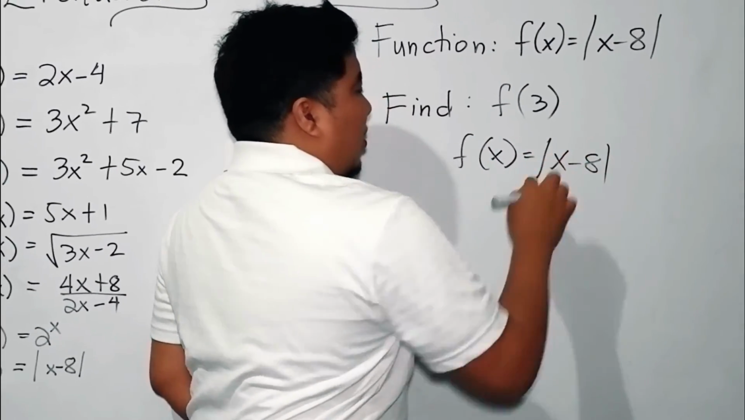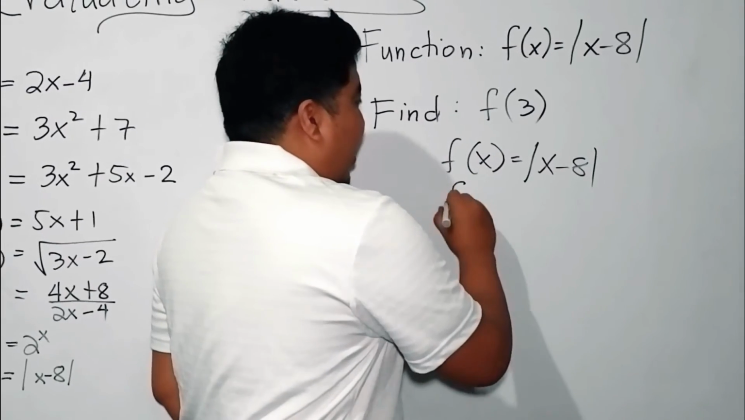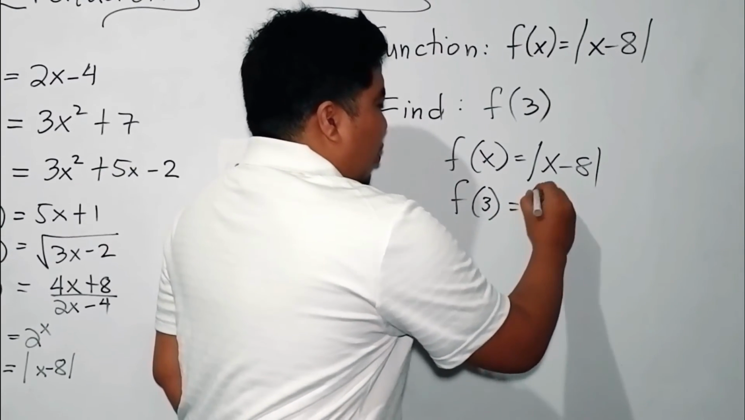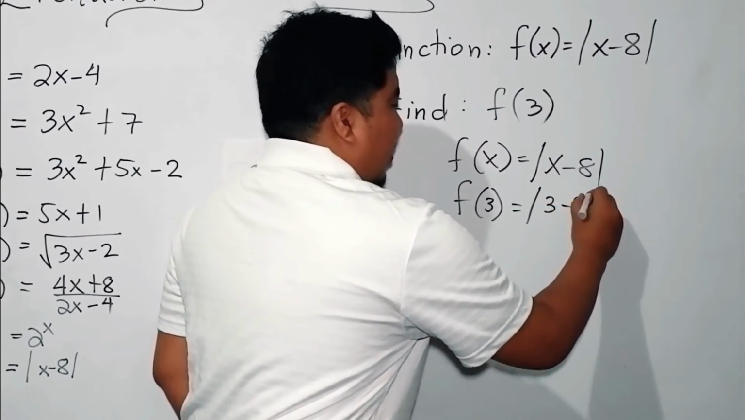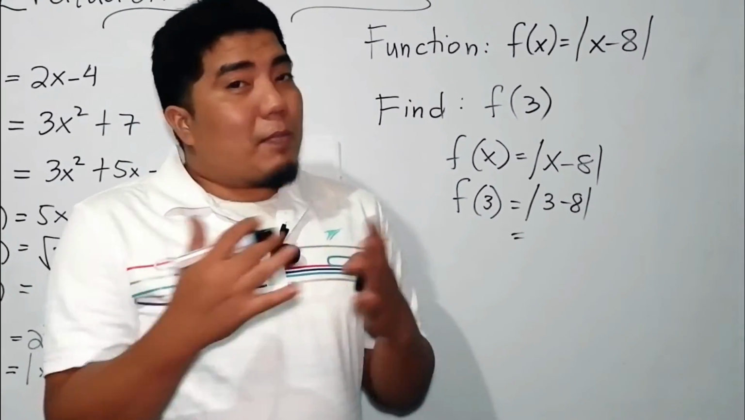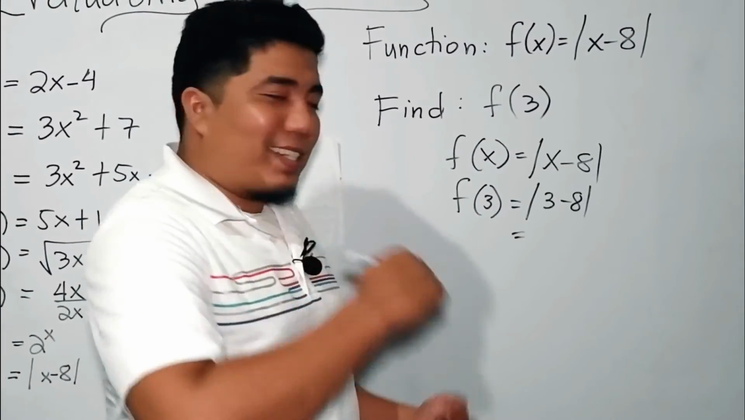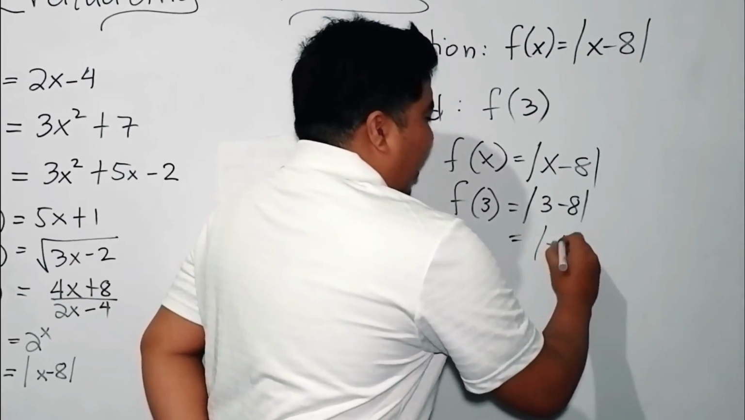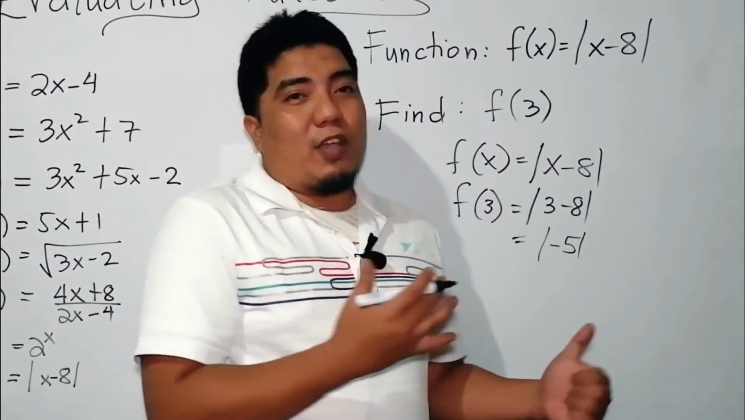We copy the function, alright? And then we change our x by 3. So that gives us 3 minus 8. So the absolute value of 3 minus 8. 3 minus 8, what's the answer? That is negative 5. Okay, so therefore, the result is the absolute value of negative 5.